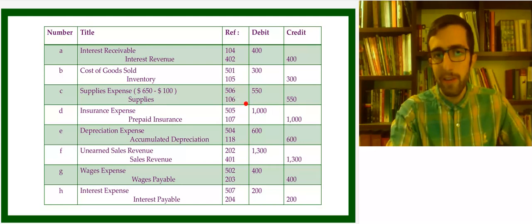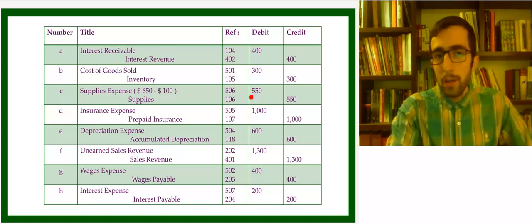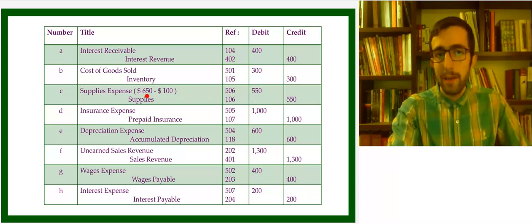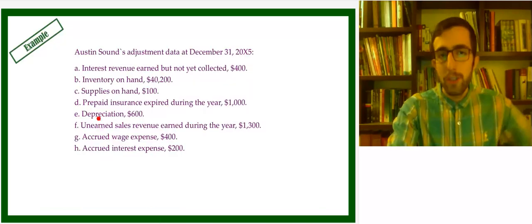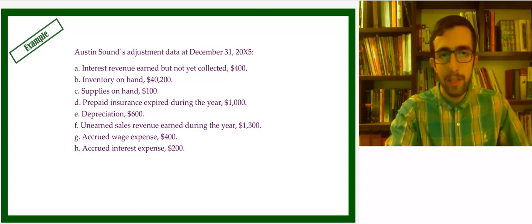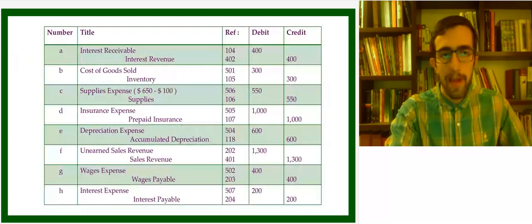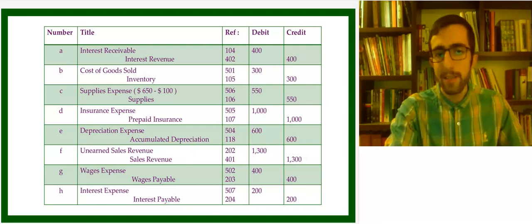Supplies expense and supplies, $550. Here we need supplies that it used up. Look, $650. We subtract 100 from 650 because we need supplies used up. In transaction D, prepaid insurance expired during the year, 1,000. So insurance expense and prepaid insurance, 1,000. In transaction E, depreciation 600, and depreciation expense and accumulated depreciation 600.